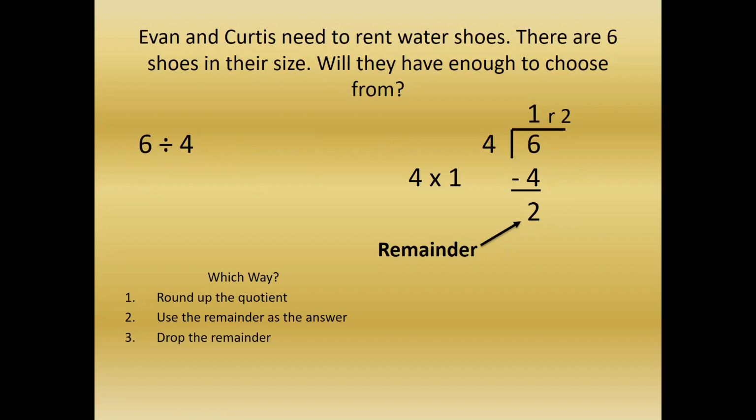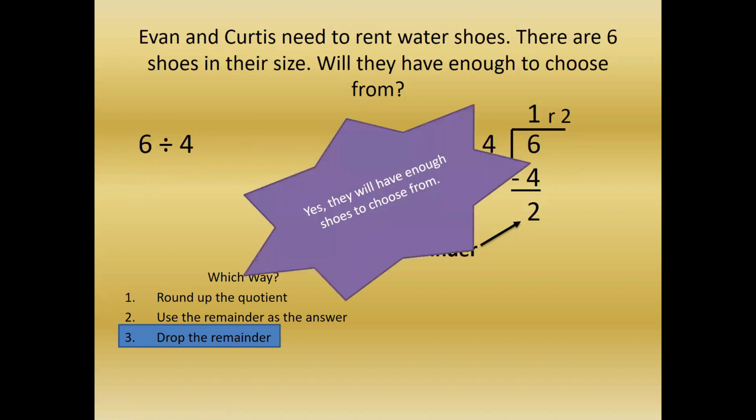Well, let's look at our question again. They ask, will they have enough to choose from? That's what we're trying to answer. And that's a yes or a no question. So we don't need the remainder. So we would drop the remainder and just say, is there enough? Can 4 go into 6? Yes. So that means our answer must be yes. They will have enough shoes to choose from.